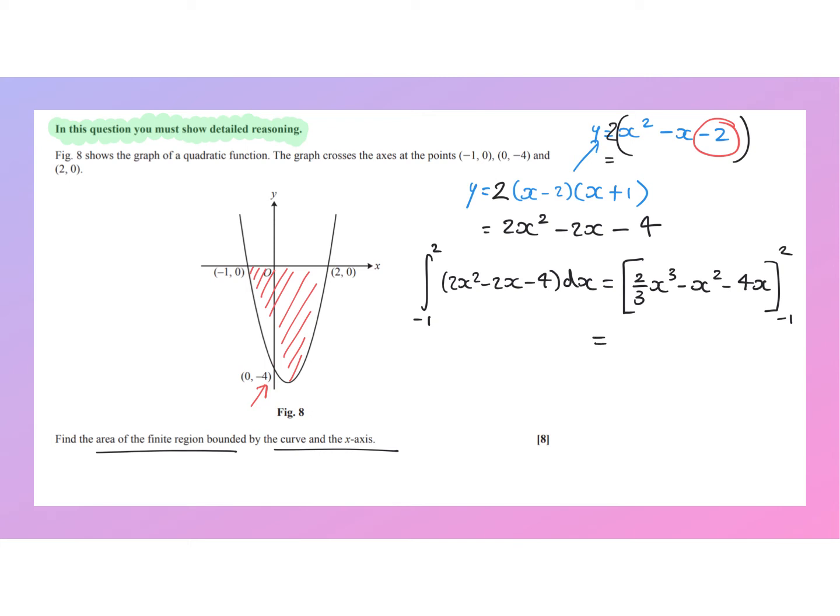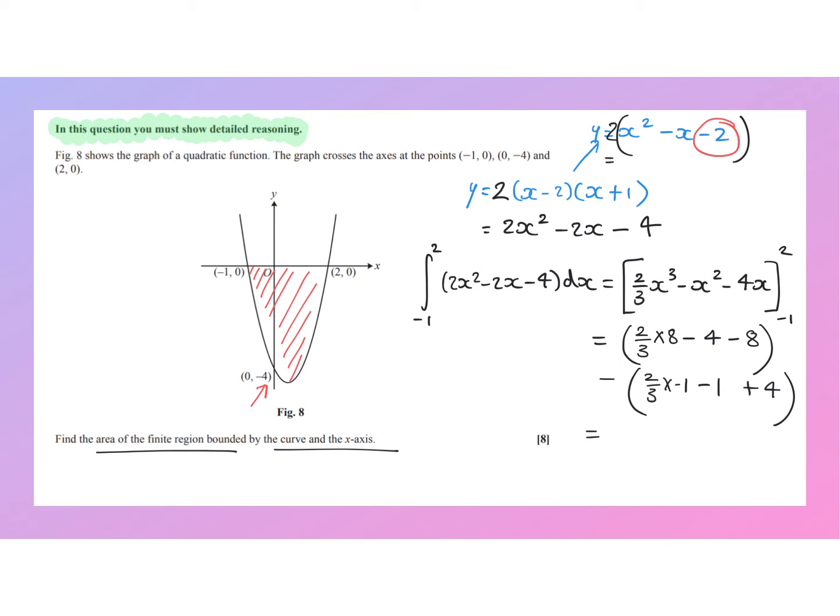Because the question said show detailed reasoning, I've shown my integration and I'm now going to show the substitution of the limits as well. So 2/3 multiplied by 8, minus 2 squared, which is 4, minus 4 lots of 2, which is 8. Subtract from that 2/3 times -1, minus 1, and then plus 4 at the end.